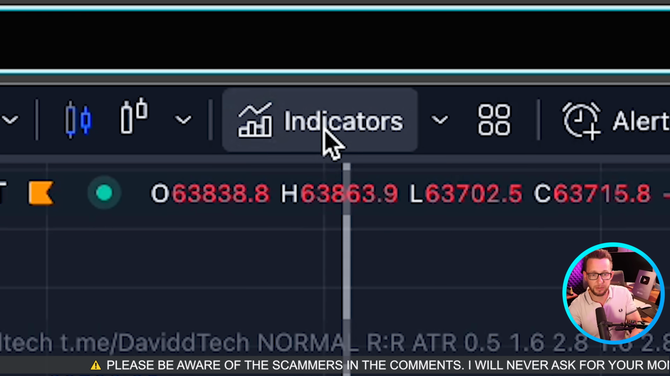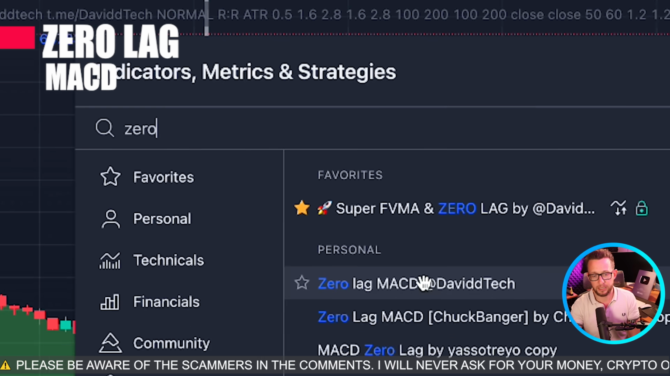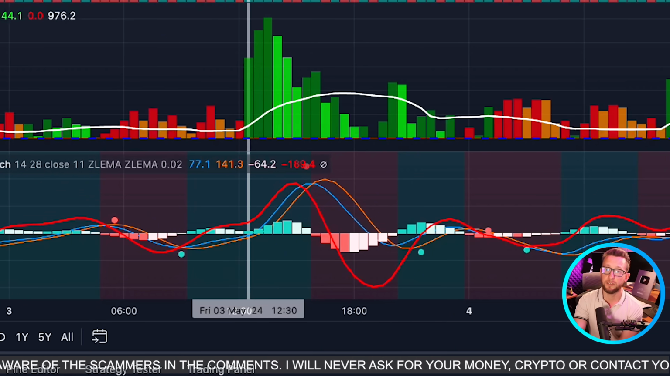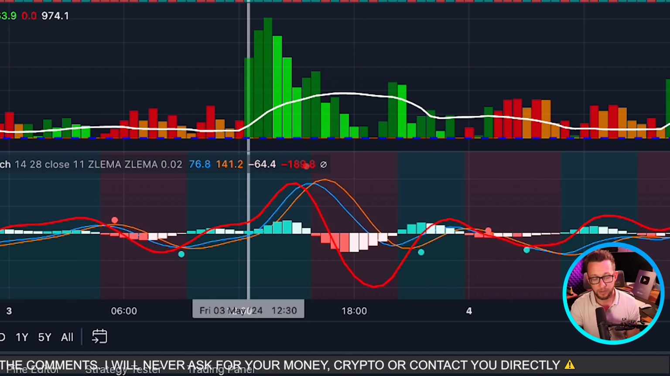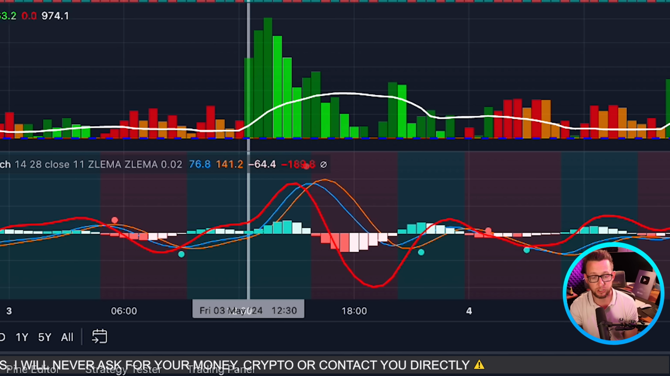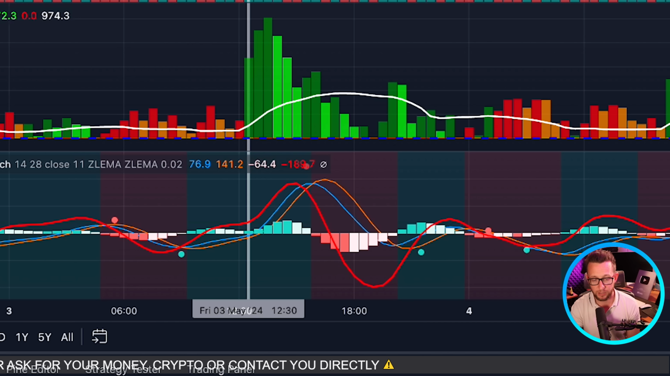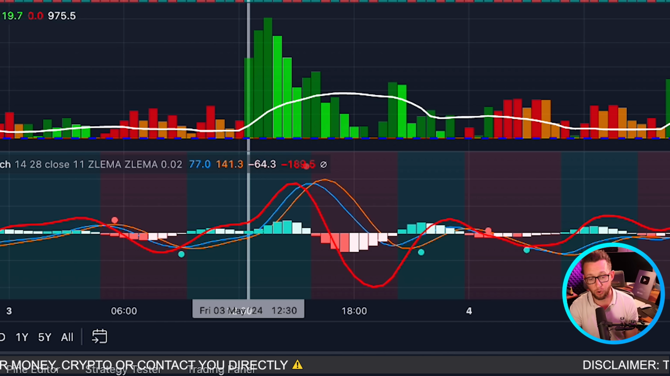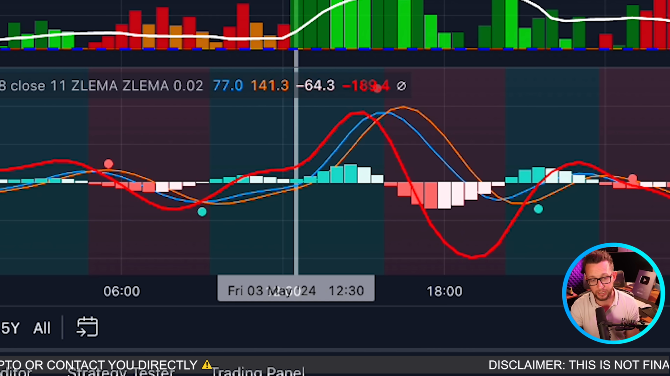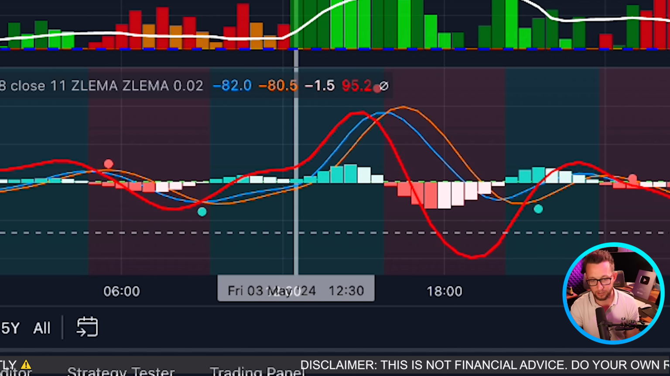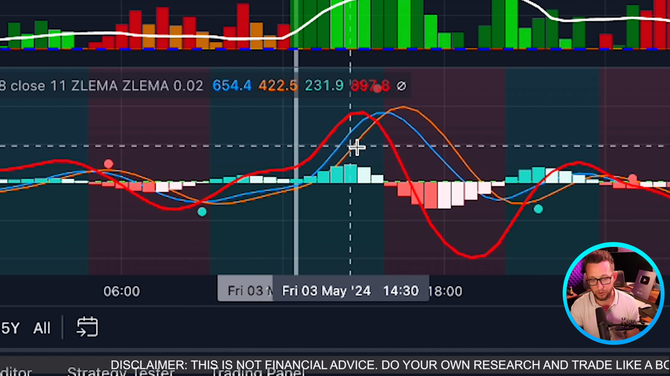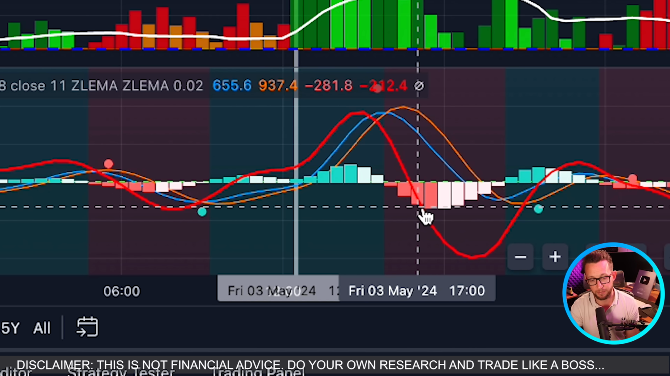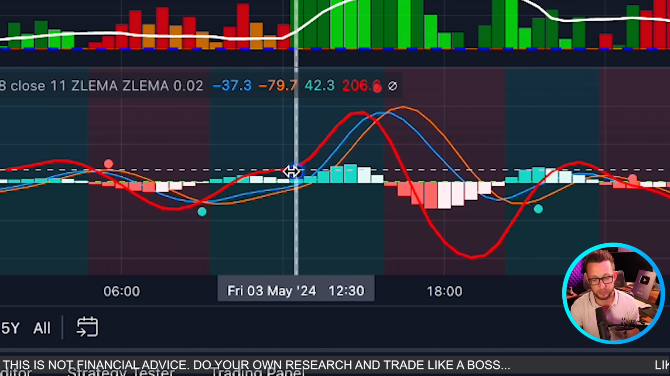The next indicator we're going to be using is the zero lag MACD by David Tech just here. So the zero lag MACD is pretty much the same as the MACD, as you can see here. We just have this red line, which is an addition to the MACD. This is called the zero lag, and it's going to be confirming our entry. So all we need for this strategy is for this red line to be above the zero line. The zero line is where green goes to red and red goes to green just here, as you can see. So we need this red line to be above 0 for longs, and we need it to be below 0 for shorts. So this would have confirmed this entry.